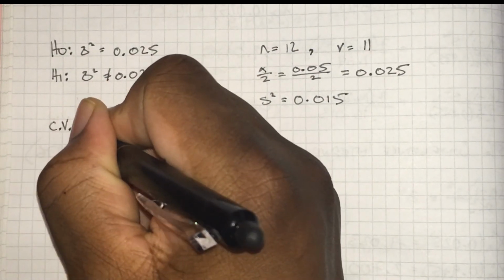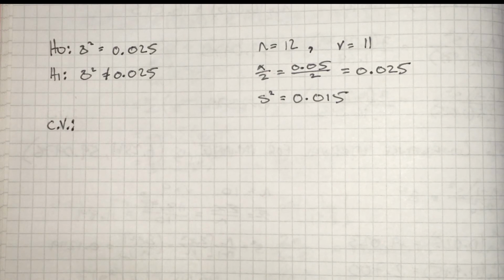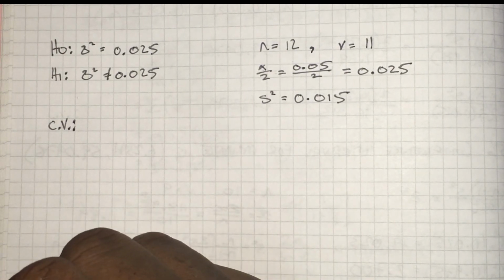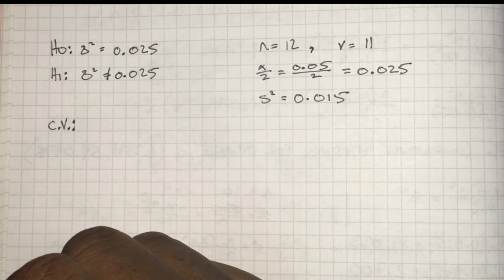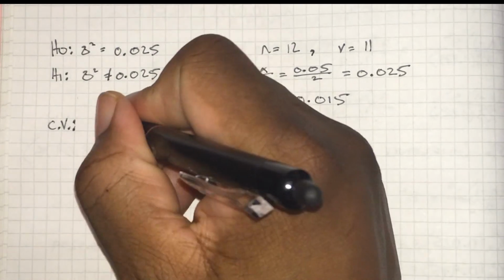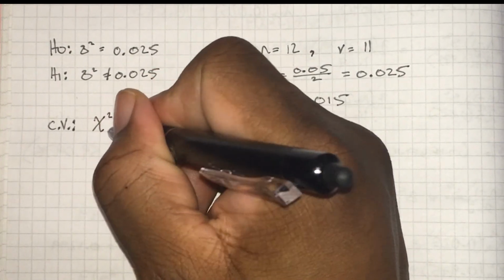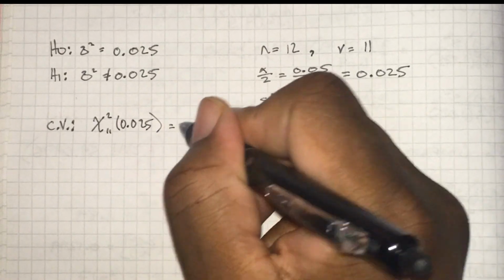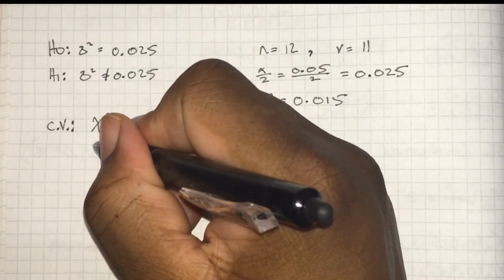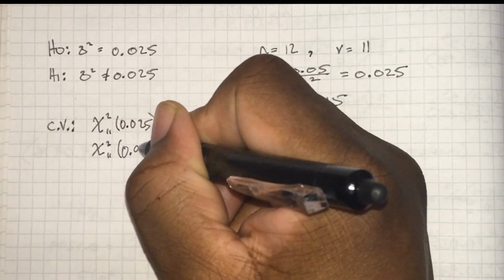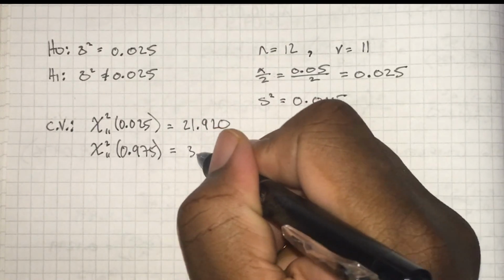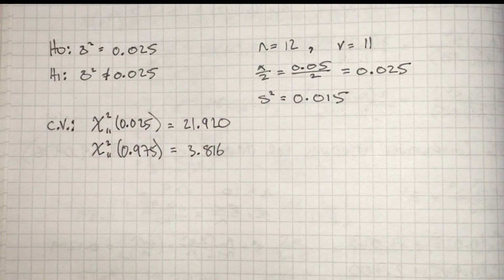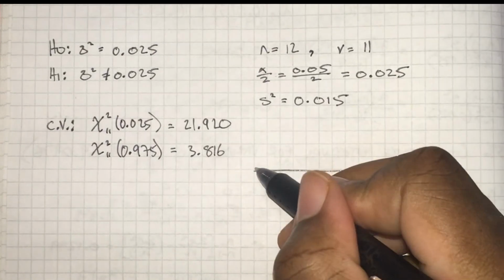The critical value is always going to come from the table, so we can just look up a chi-squared score in the table. But let's just get the parameters of the chi-squared correct. Degrees of freedom is 11, and we're looking for 2.5%. So this is going to be the critical value at the top end for the tail on the right hand side, and we're going to use 97.5% for the tail on the left hand side. So that gives us critical values of 3.816 and 21.920.